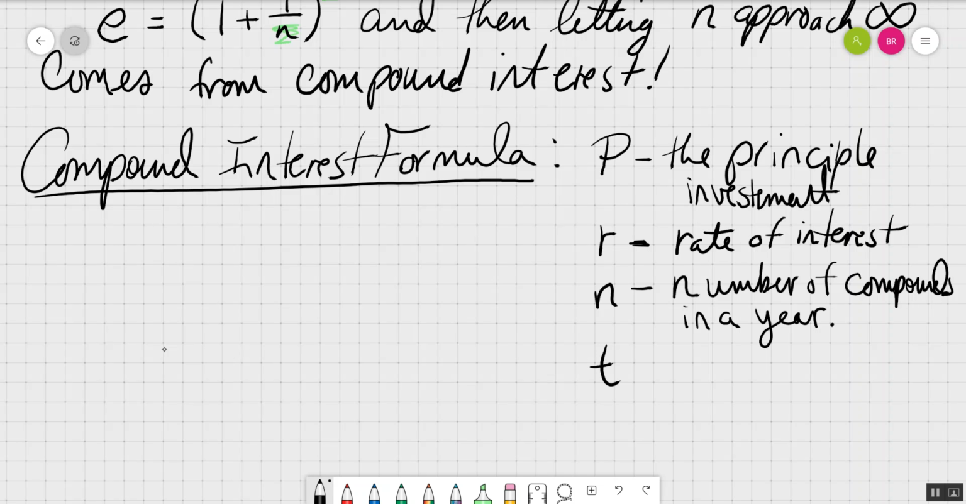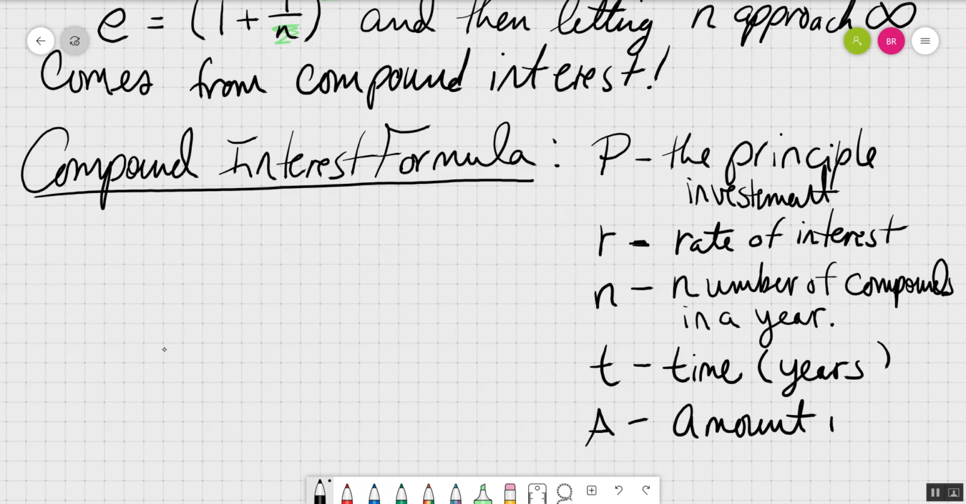And then T will be the amount of time that you let the account run. So maybe you're going to let it go for like 5 years or something like that, and then you're going to pull all your money out and buy a house or something. So this is just going to be time. And we're going to usually do this in years because, well, that's what N is. And then A is going to be the amount in the account at time T.